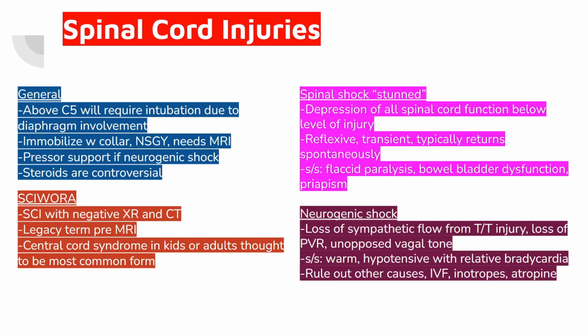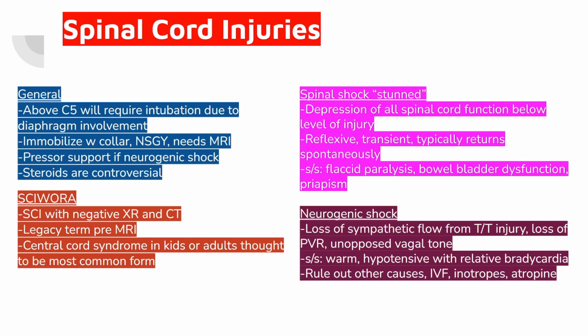Spinal cord injuries, okay? Above C5, right, requires intubation because the phrenic nerve and the diaphragm are now involved. You obviously want to immobilize them. They need advanced imaging and neurosurgery or spinal surgery, and just be ready for any hemodynamic instability. SCIWORA is kind of a legacy term before MRI, where essentially you knew they had an injury, but X-ray and CT were normal. Central cord syndrome is thought to be the most common form of SCIWORA.